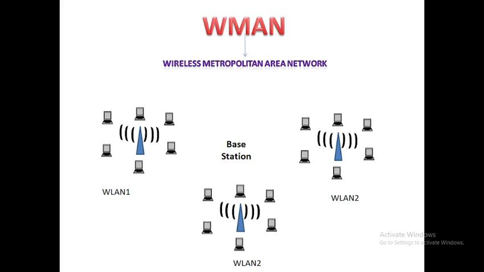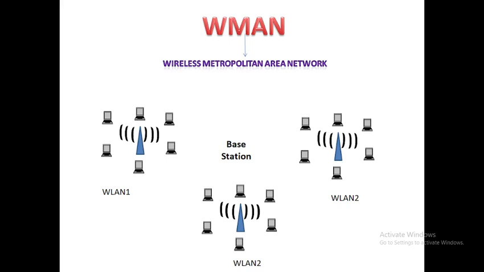Next is a wireless metropolitan area network. In this, we can say that different wireless LANs are connected with base stations for communication purposes. For example, if we want to communicate from one city to another city, then we use the wireless metropolitan area network.